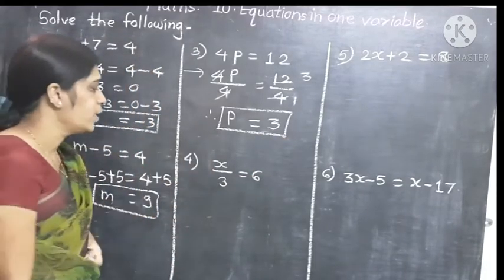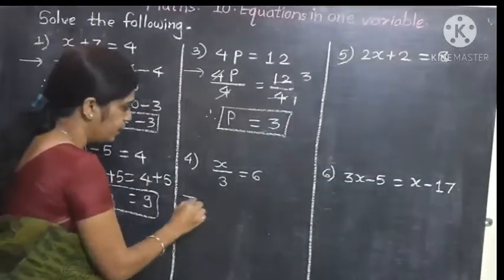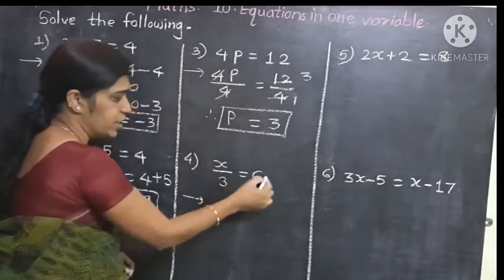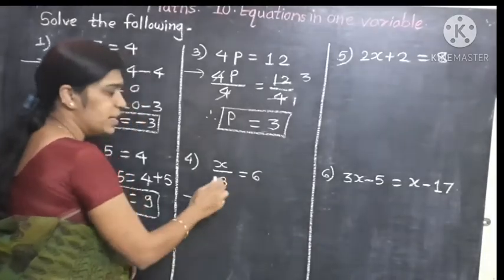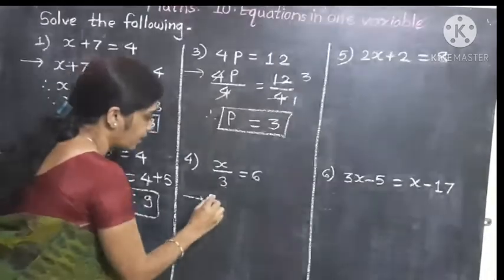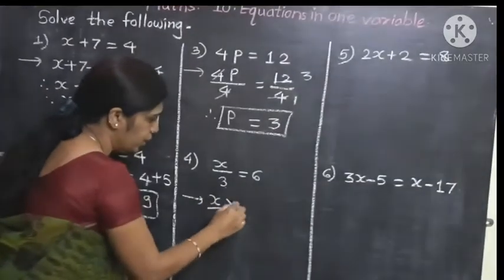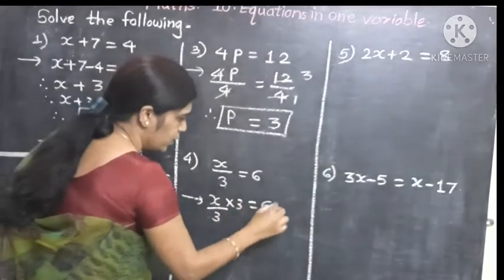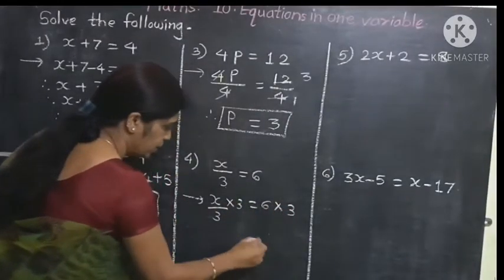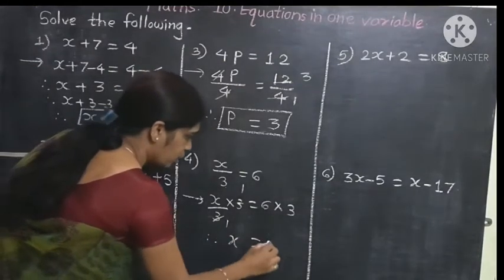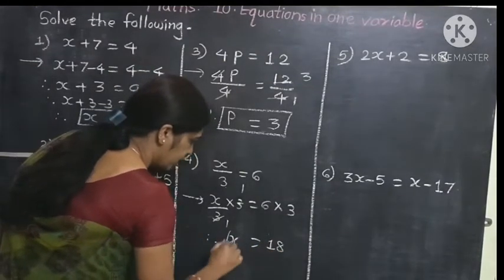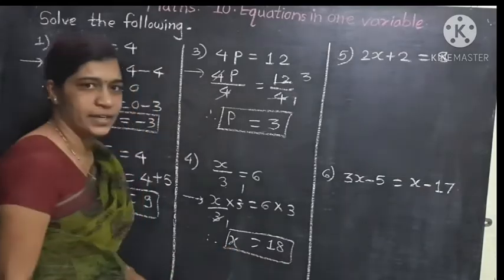Okay, now see one more example. x upon 3 is equal to 6. See here, if we multiply both sides by 3, x upon 3 into 3 is equal to 6 into 3. 3 ones are 3. Therefore here x is equal to 6 threes are 18. Value of x is 18.